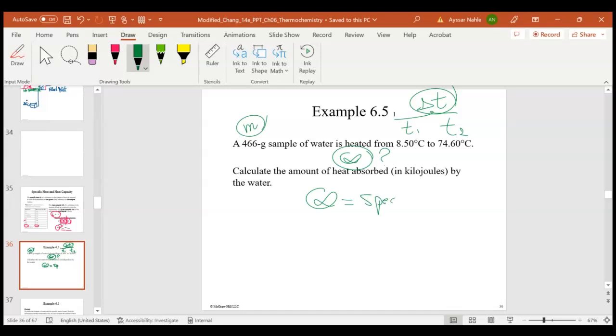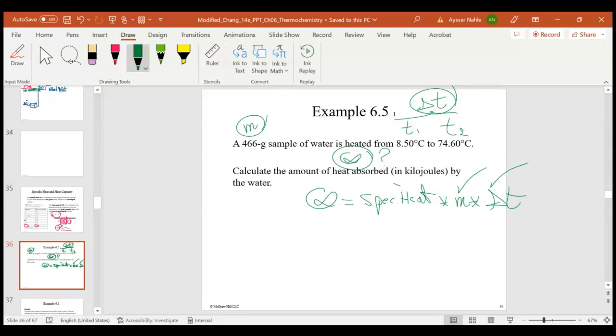Specific heat multiplied by mass multiplied by delta T. Do I know delta T? Yes. Do I know the mass? Yes. Do I know the specific heat? We talk about water. The specific heat of the water is 1 calorie per gram per degree Celsius.